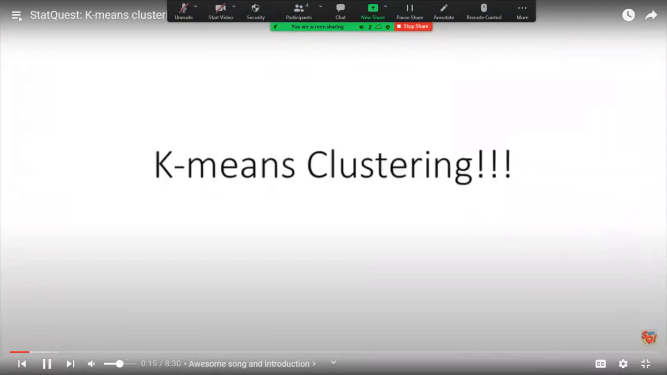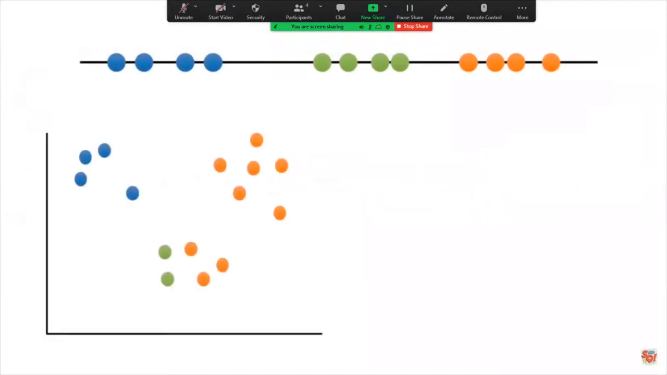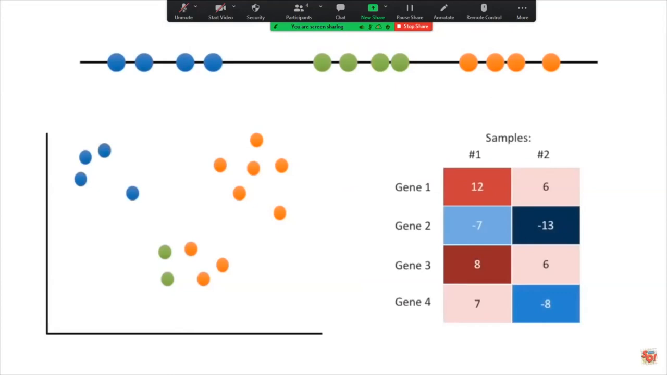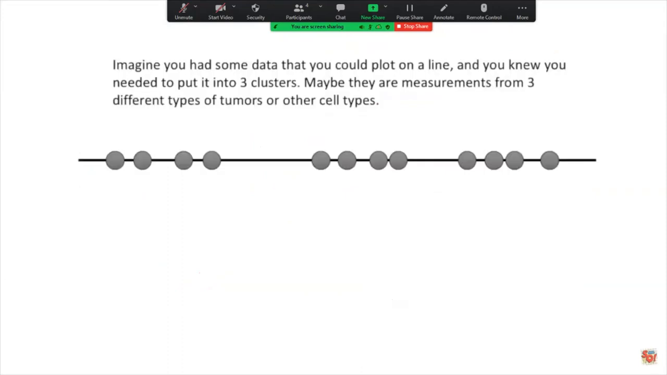Hello, I'm Josh Starmer, and welcome to StatQuest. Today we're going to be talking about k-means clustering. We're going to learn how to cluster samples that can be put on a line, on an XY graph, and even on a heat map. And lastly, we'll also talk about how to pick the best value for k.